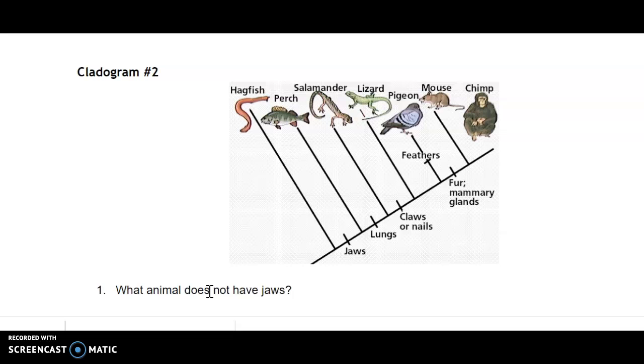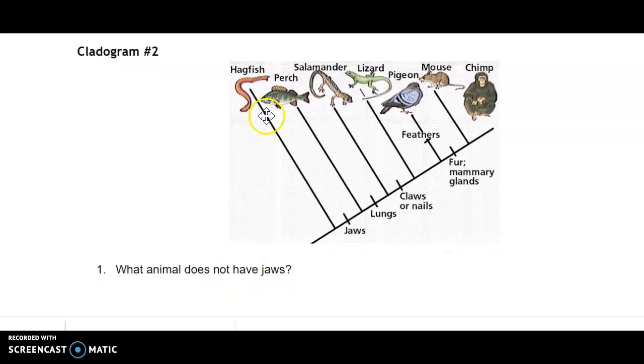Cladogram number 2. We have hagfish here, and it starts with jaws, lungs, claws, nails, fur, and mammary glands. And then up that branch we have feathers that just go with the birds. And notice there is no primitive trait on this one. Jaws is the first trait that's listed, and the hagfish does not have jaws. A primitive trait would have to be back here, so all of the organisms have it. These would all be derived traits that came along later.